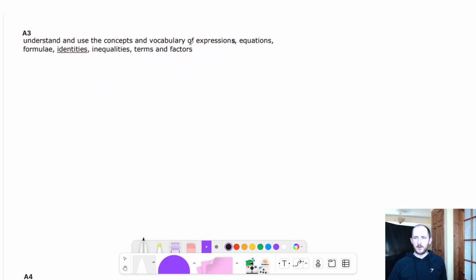Understand and use the concepts and vocabulary of expressions, equations, formulae, identities, inequalities, terms, and factors. So, factors we've actually already been through in the numbers section, but it's just something that will divide into something else and leave no remainder. A term is just either a number, a letter, or a number and letter next to each other. So 3a and 4x and even x squared are all terms, okay? They exist completely by themselves, there's nothing else with them.